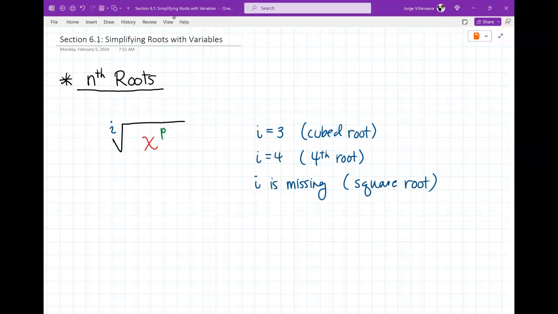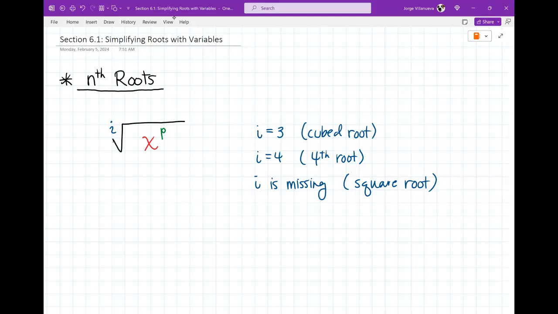Again, the nth roots look like that. I radical x to the p. X is our number that's in there. The p is the power that we're going to be using. Okay. Now, I'll discuss a little bit more about the relationship between the index and the power in a bit. Okay. We're going to discuss that in a bit.